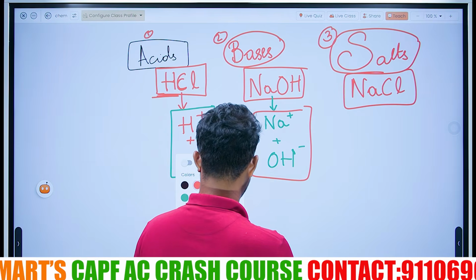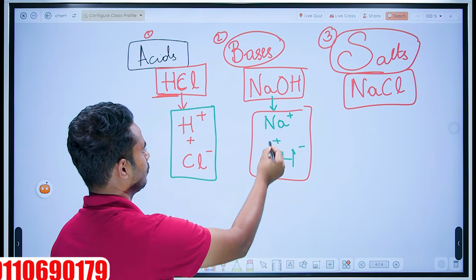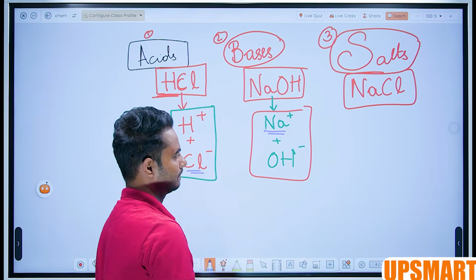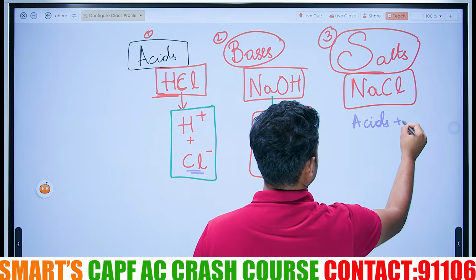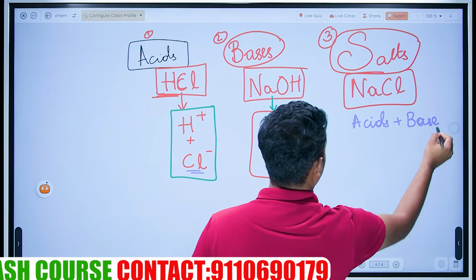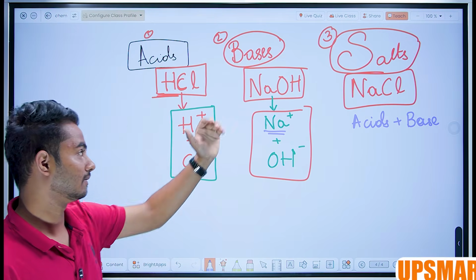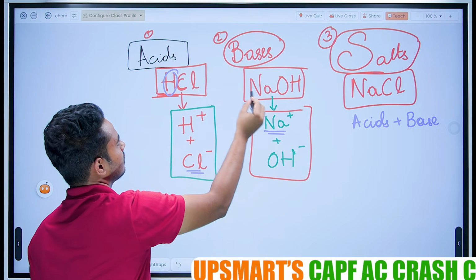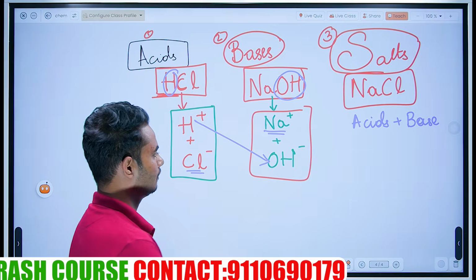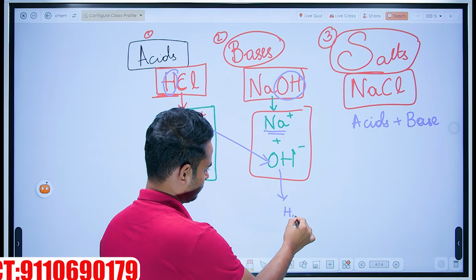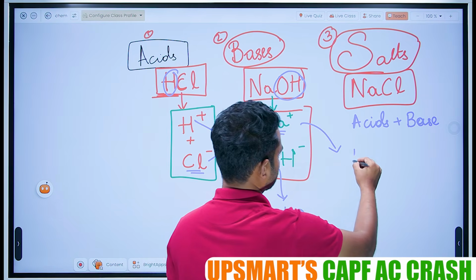Now see, you got Na+ and Cl-. What happens when you mix an acid and a base? Example, hydrochloric acid and NaOH. In that case the H+ and OH- will combine to become water, and the Na+ and Cl- will go on to become NaCl.